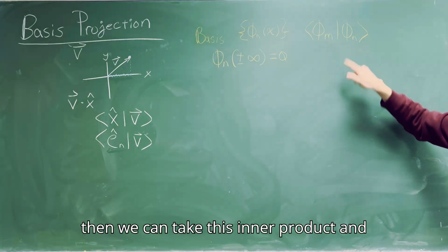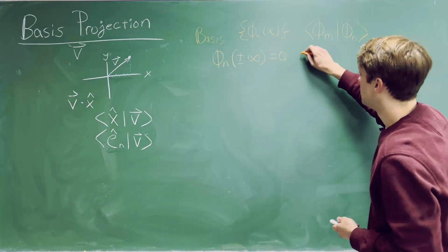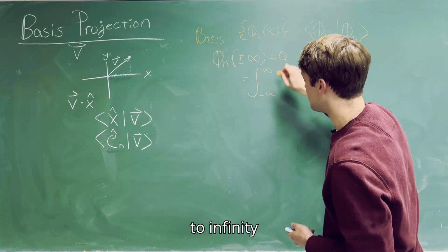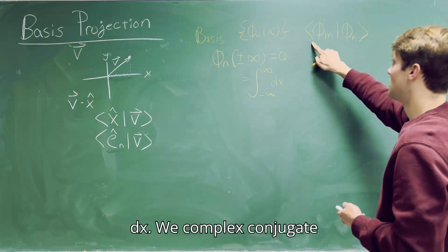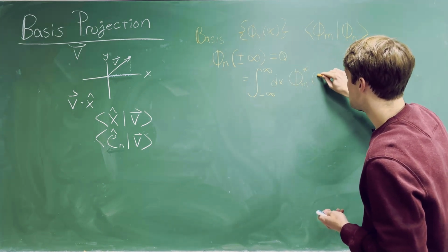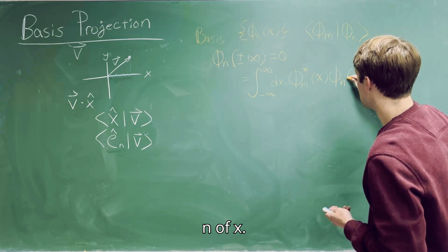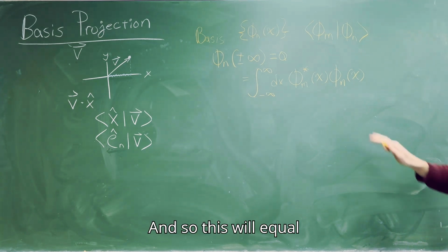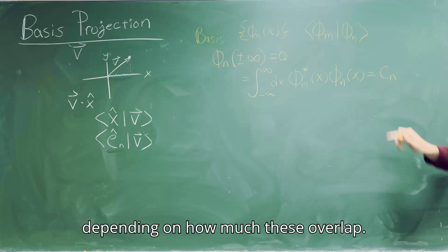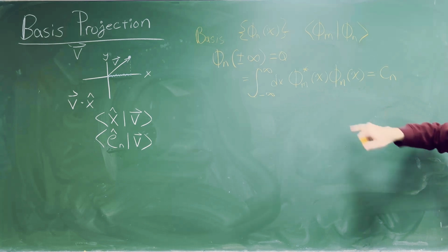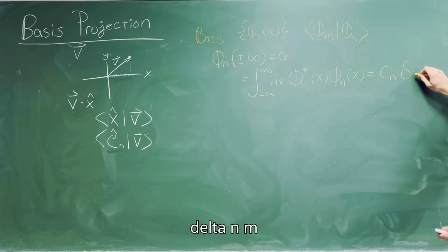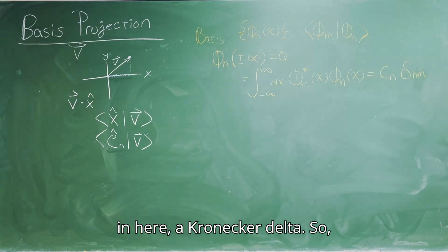Then we can take this inner product and we can just write this as an integral. This would be equal to the integral from minus infinity to infinity dx. We complex conjugate what's in the bra, phi m star of x, phi n of x. And so this will equal some value depending on how much these overlap. And then we'll also have a delta n m in here, a Kronecker delta.